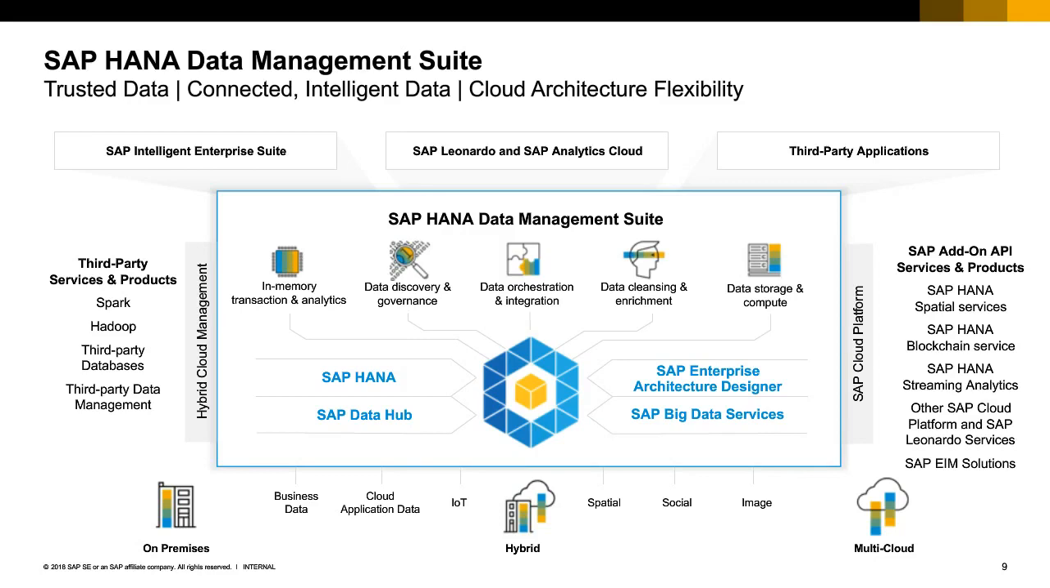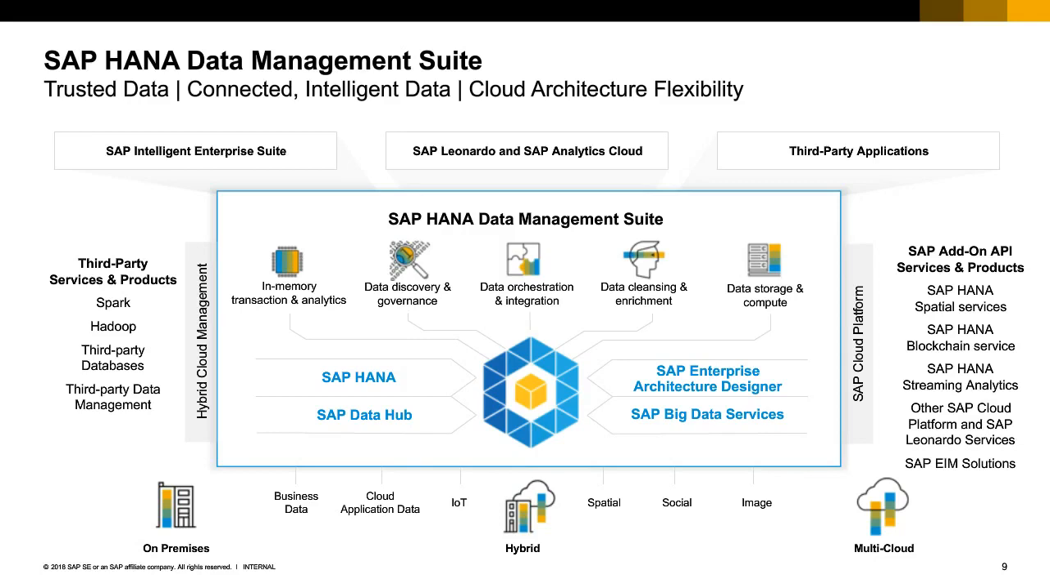Okay. All right. So this is the HANA Data Management Suite. In the box in the center, you can see that there are 5 major capabilities. In-memory transaction and analytics, that comes from SAP HANA, obviously. Data discovery and governance, which is initiated by Enterprise Architecture Designer. This is the latest incarnation of PowerDesigner, and it can handle metadata. It can also handle business processes as well, UDM modeling and all that good stuff. But primarily, we're focused on the metadata management, the data discovery capabilities.